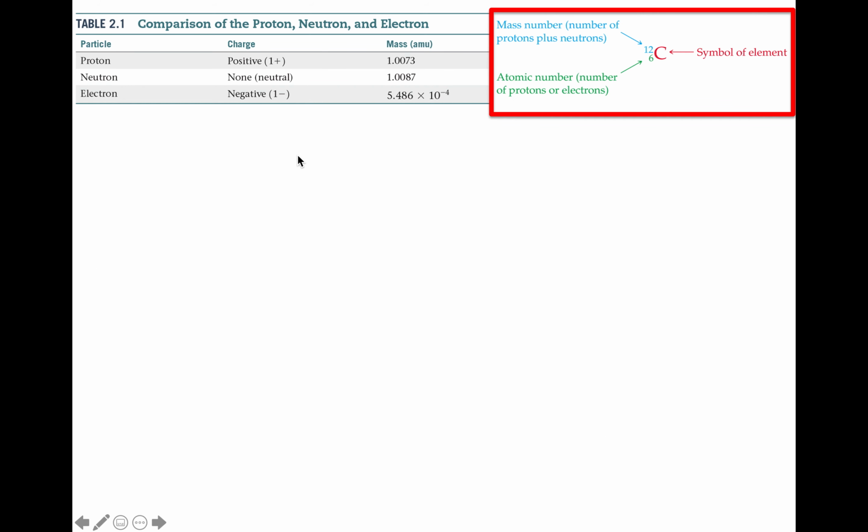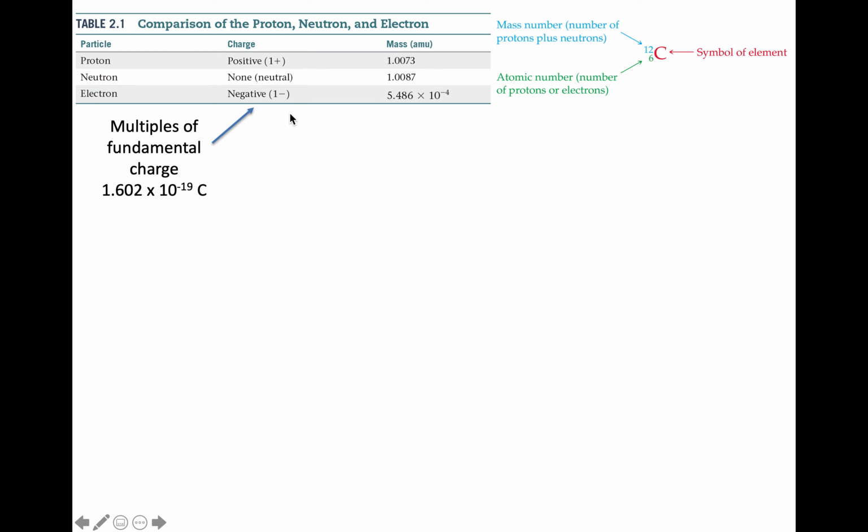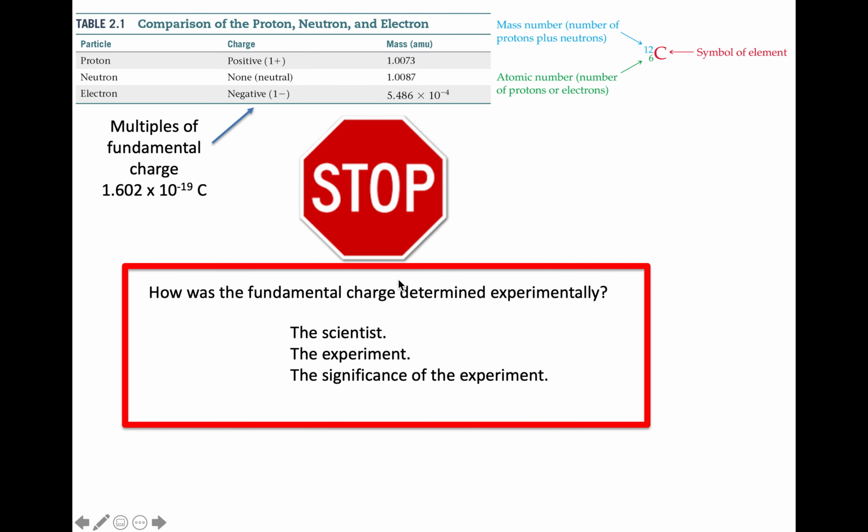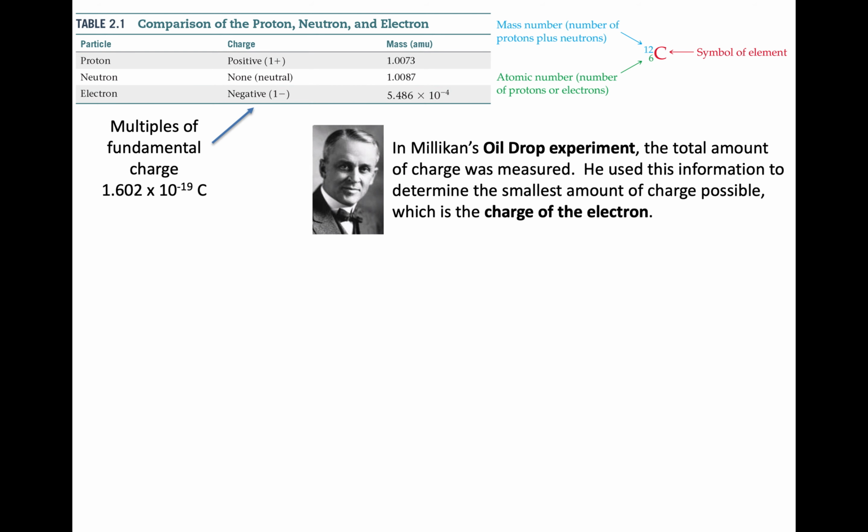So I'm going to go back to chapter 2 here. We looked at symbols like this in chapter 2, where we wanted to make sense of what the superscript and subscript corresponded to. We also looked at these descriptions of charge and mass. The charge, that was in multiples of the fundamental amount of charge, the charge of an electron. How was the electron's charge determined? Well, for the early experiments, we want to know the scientist, the experiment, and the significance of it.